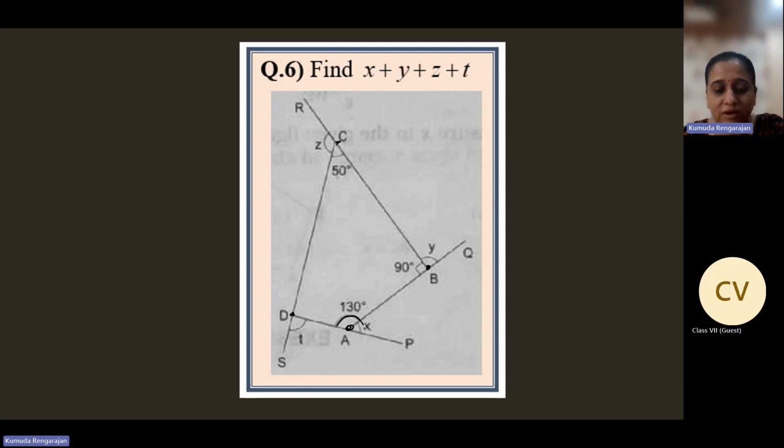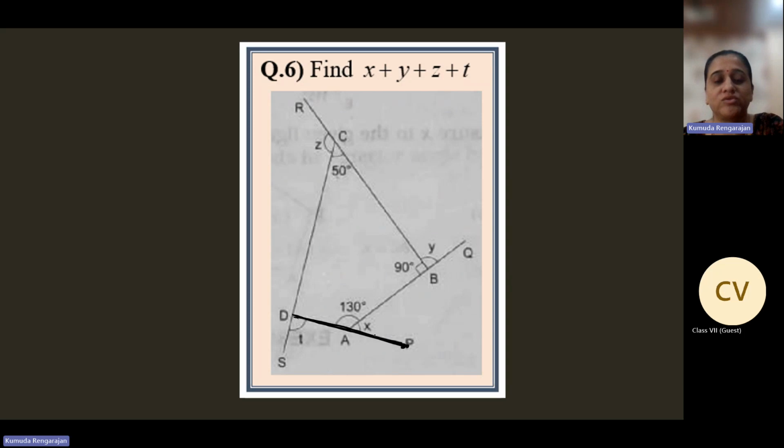Interior angle, its corresponding exterior angle. Now, how do you identify it's the exterior angle? See here, the side is produced. This is the side of the quadrilateral. It's produced. DA is a side of the quadrilateral. You can see it's produced to P. The side DA of the quadrilateral ABCD is produced to this point P.